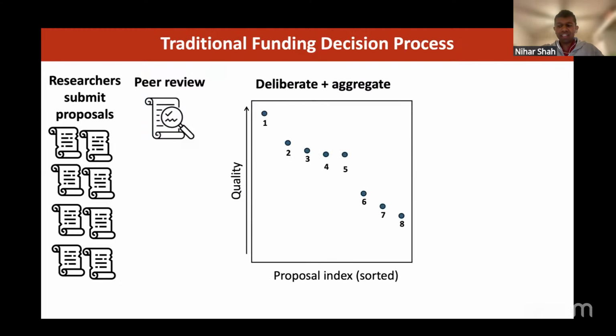And then after that, there is a deliberation phase where the reviewers meet in person or virtually, and they discuss the proposals, and then they can all update their scores, etc. And finally, they converge to some scores for each individual proposal. So in this cartoon picture that I have, the x-axis has just the proposals.